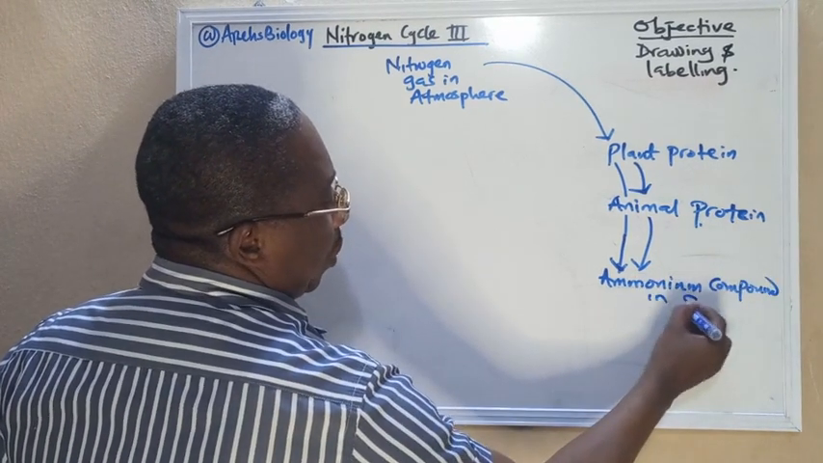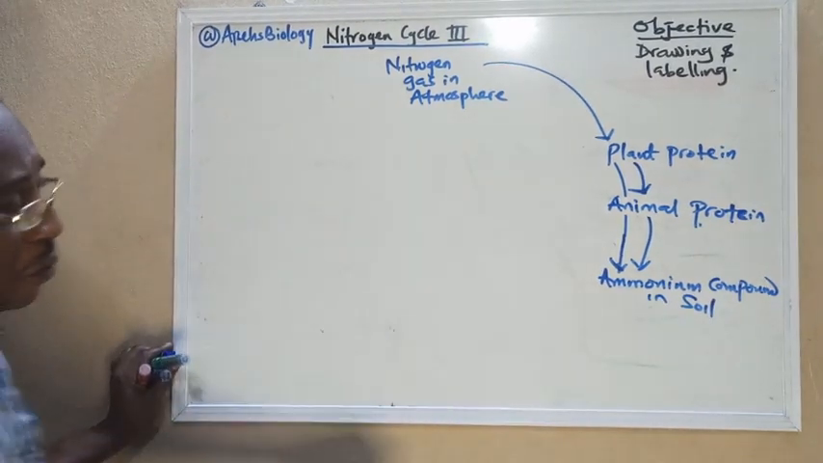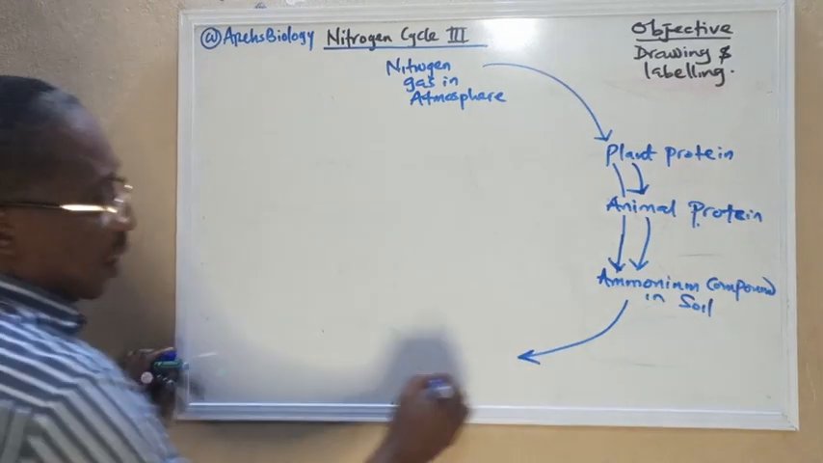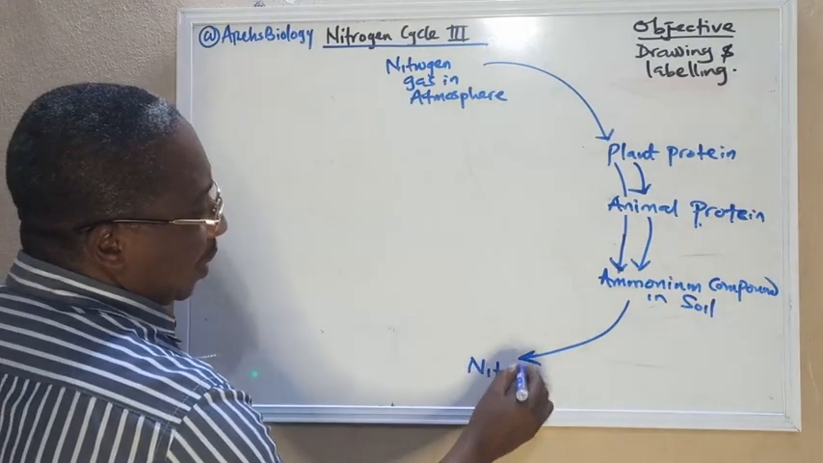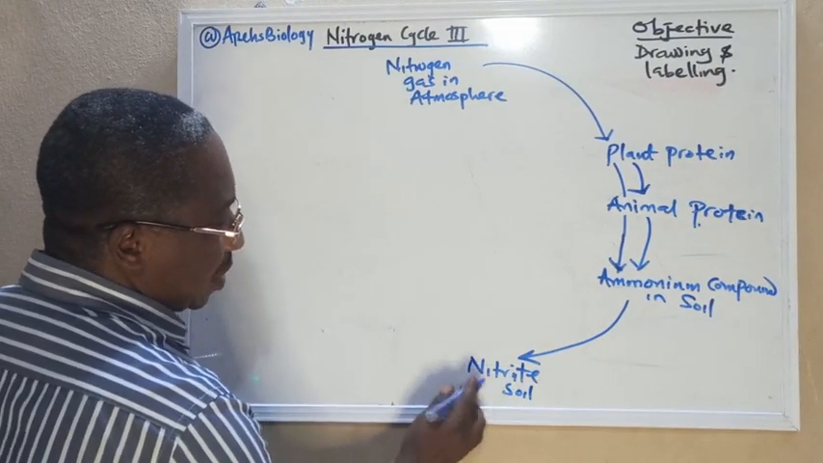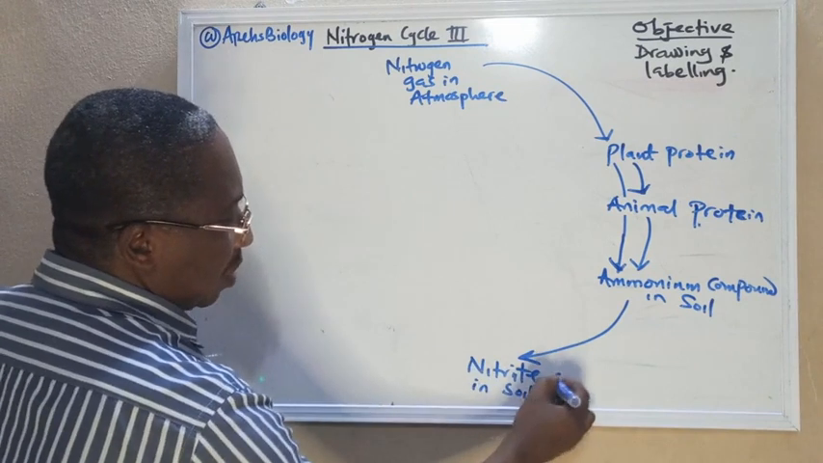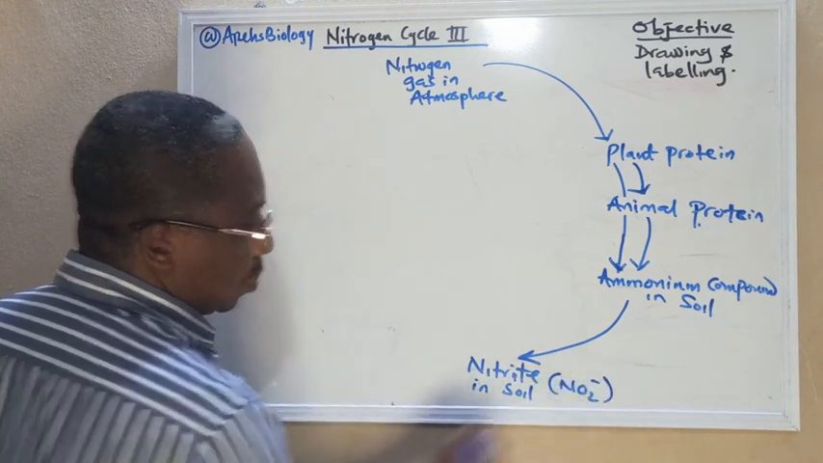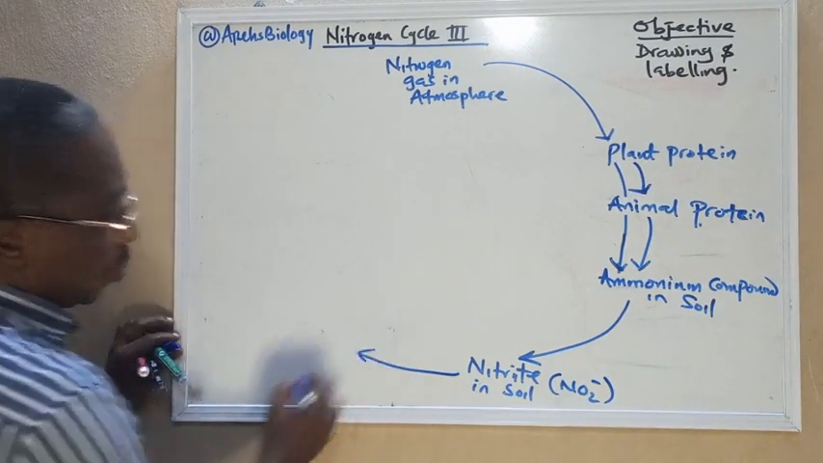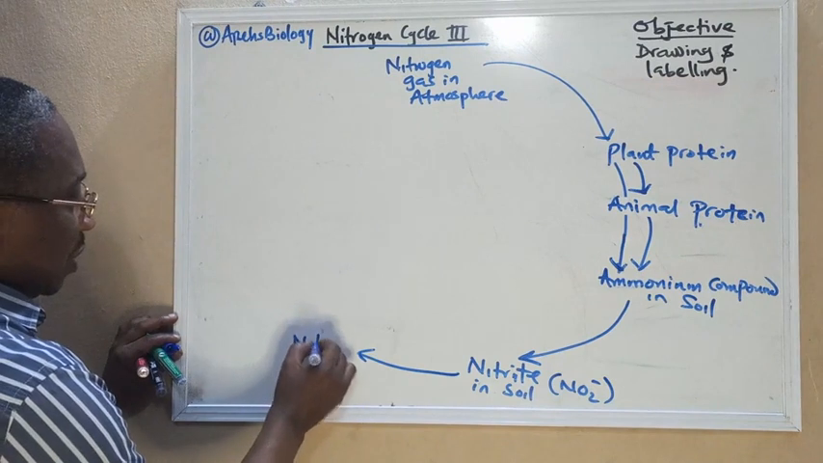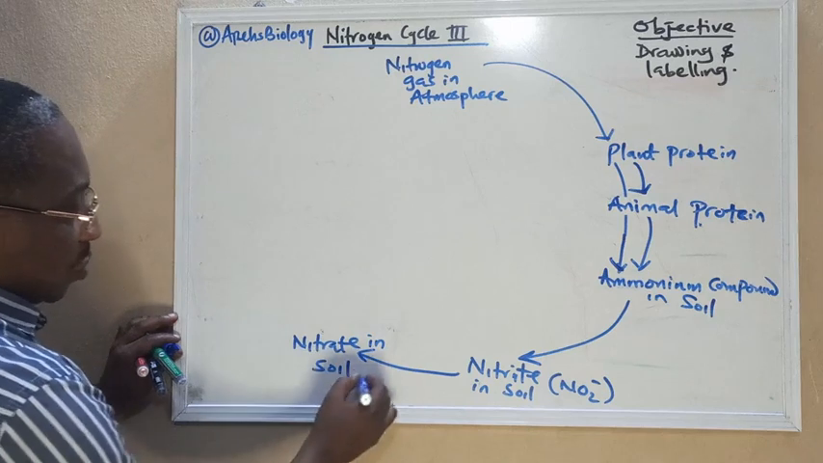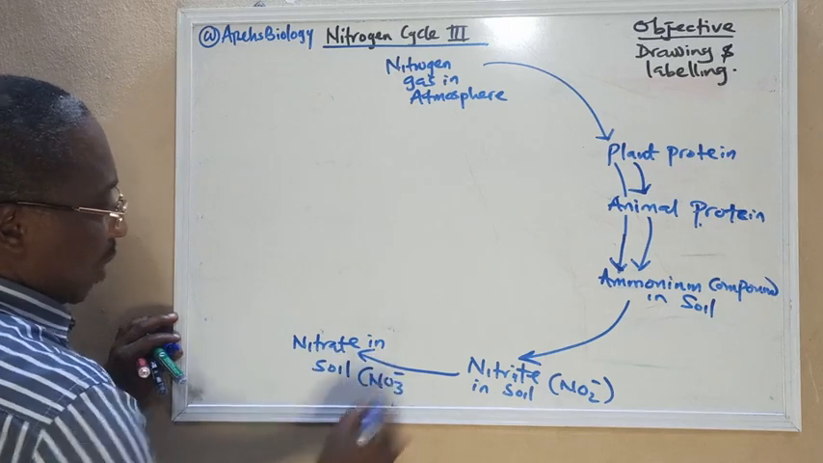compound in soil. Okay, then the ammonium compound in the soil will now be acted upon by a group of bacteria and it forms what is called nitrite in soil, right? Nitrite in soil. Nitrite is written as NO2 minus, okay? Then the nitrite in the soil will be converted to what is called nitrate in soil. Nitrate in soil. And the nitrate in soil is written as NO3 minus, okay?